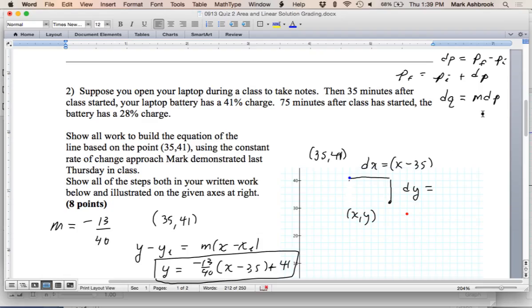Right, so constant rate of change says that changes in one quantity are a constant multiple of the change in the other. So we got negative 13 over 40 times dx. And then as a result of y changing that much, we can write what our final y is going to be equal to. Our starting y plus, oh, I didn't say plus the change in y, right? So now I'm going to apply this principle here, where that final y is the starting y plus the change in y. And that change in y is the negative 13/40 times x minus 35.